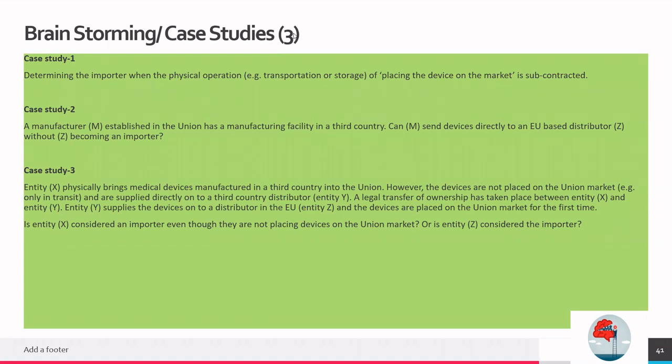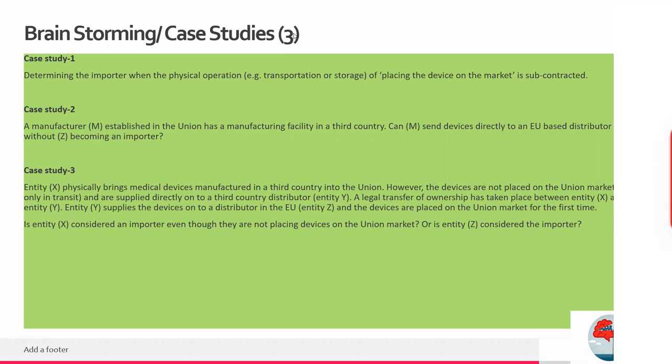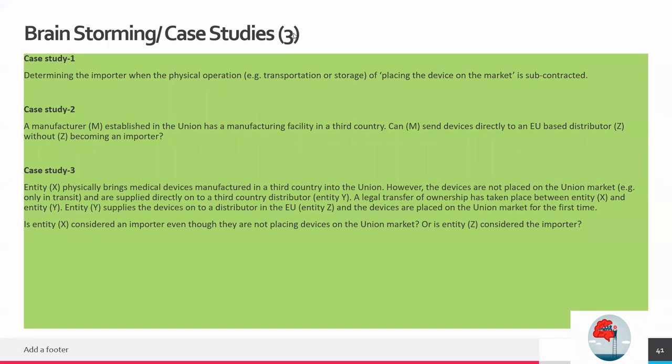So the manufacturer wants to send it to an EU-based distributor. The manufacturer is from the European Union and has a manufacturing facility not in Europe, but outside Europe. So now he says, I want to put the device on the market through distributors, which are based in Europe. Does that mean that those distributors become importers? Can Z become an importer? That is the question.